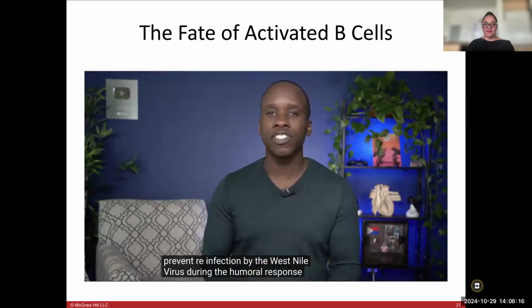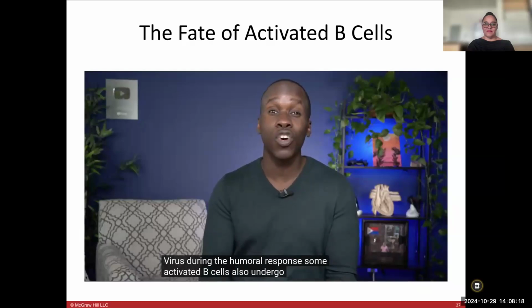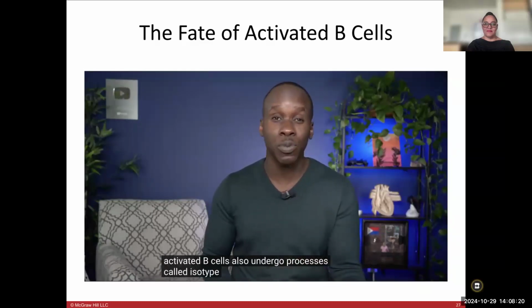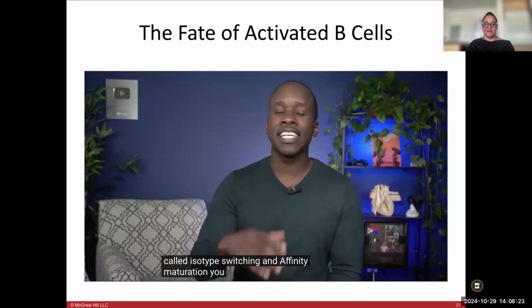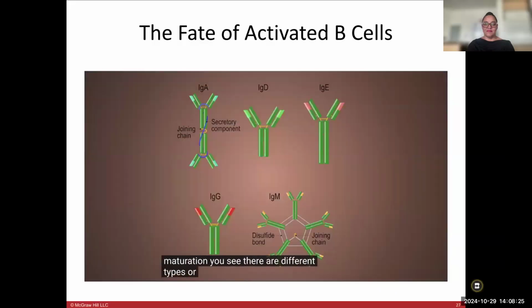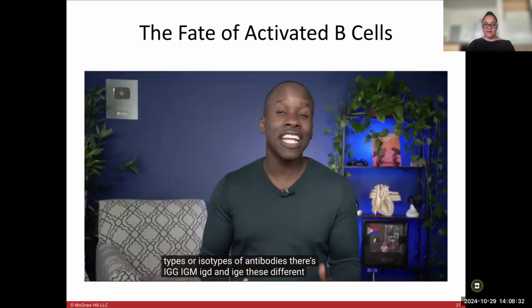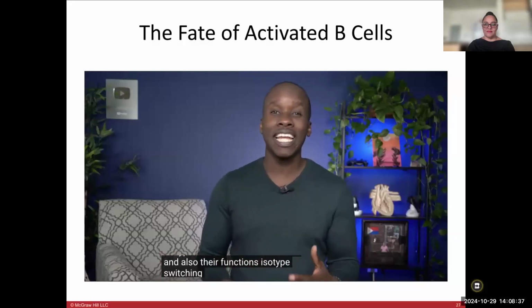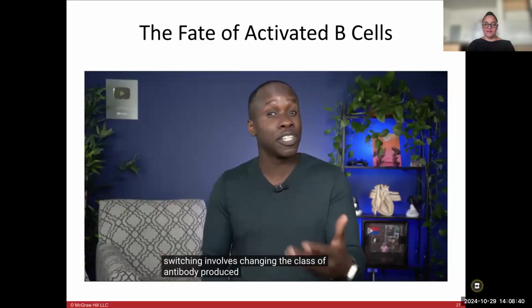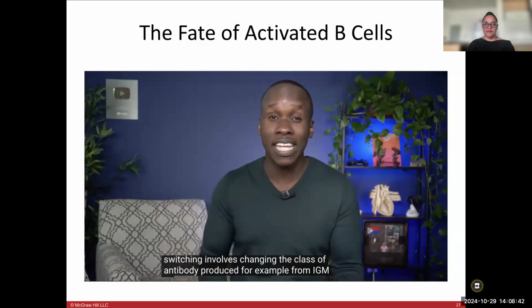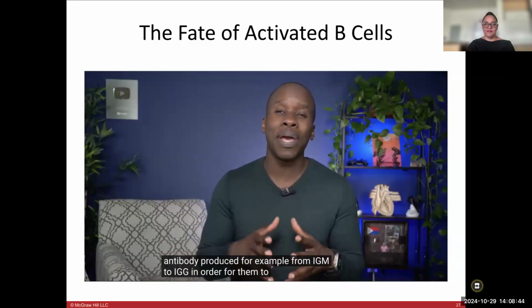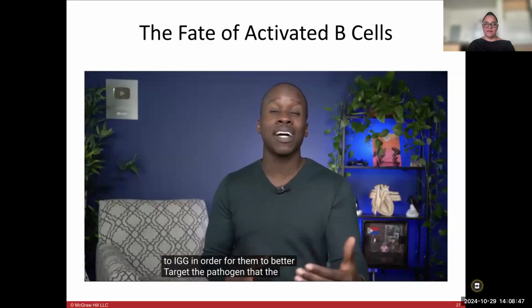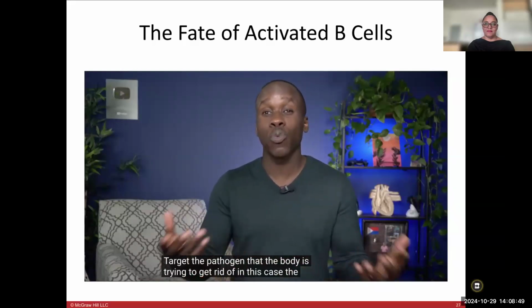During the humoral response, some activated B cells also undergo processes called isotype switching and affinity maturation. You see, there are different types or isotypes of antibodies. There's IgG, IgM, IgD, and IgE. These different isotypes differ in their distribution and also their functions. Isotype switching involves changing the class of antibody produced, for example, from IgM to IgG, in order for them to better target the pathogen that the body is trying to get rid of, in this case, the West Nile virus.